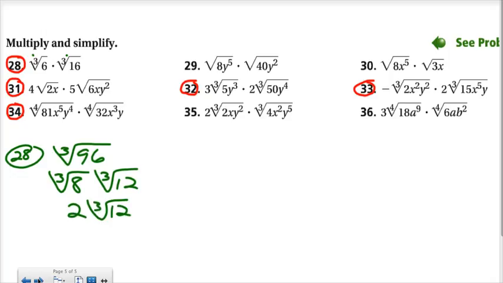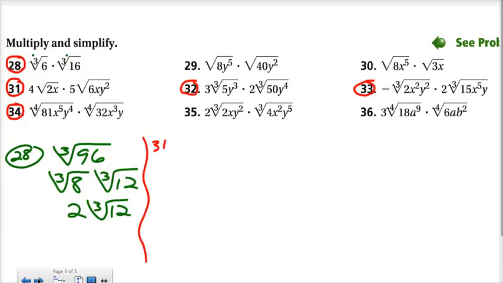Now 12 seems kind of awkward because you're thinking, hey, there must be something else I can do with 12. But remember, we have to have a perfect cube that would divide into that evenly. The smallest one we have to simplify would be 8. And 8 does not divide into 12 evenly. So that one is done.